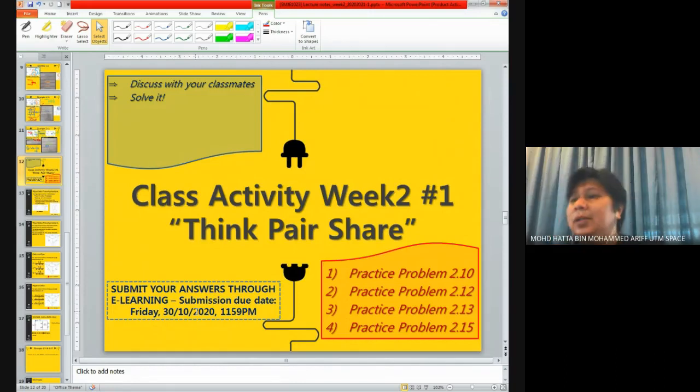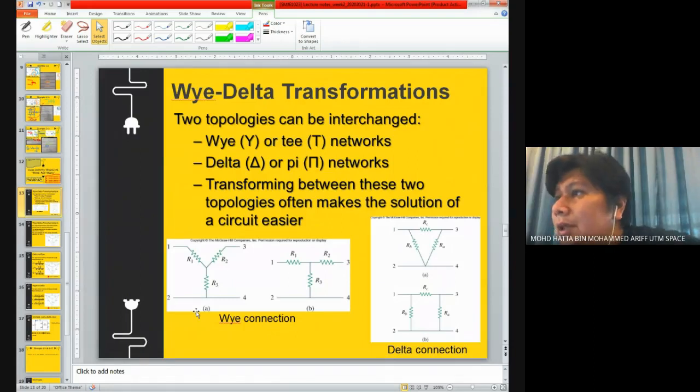4 slides I would like to share with you about delta Y transformation. Okay. What actually is Y delta? Y and delta is a network, basically.